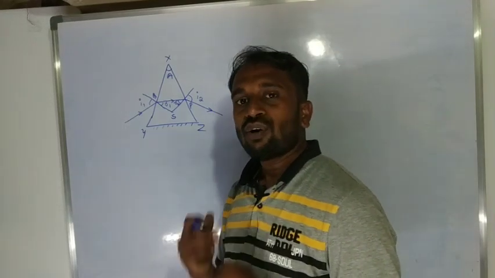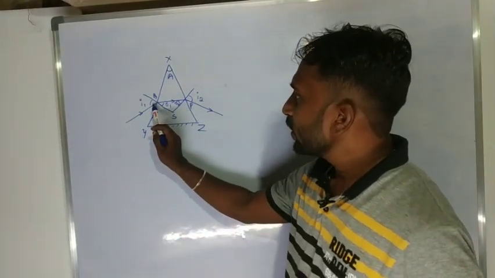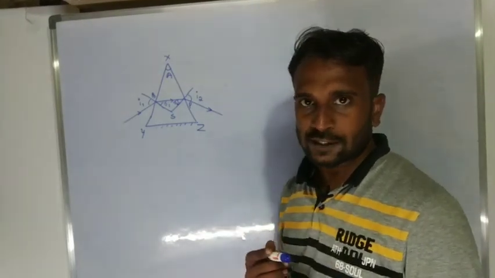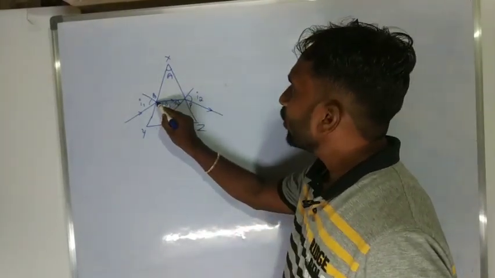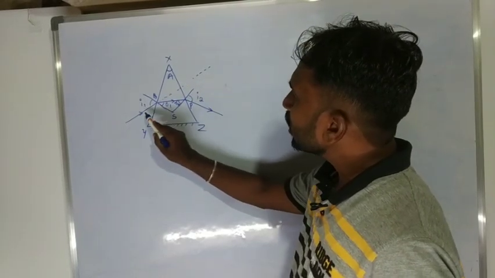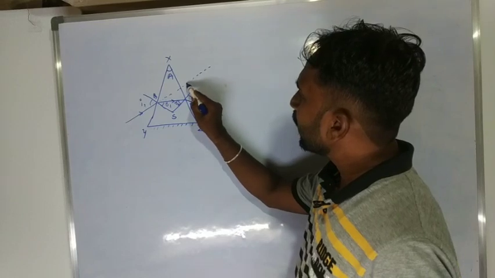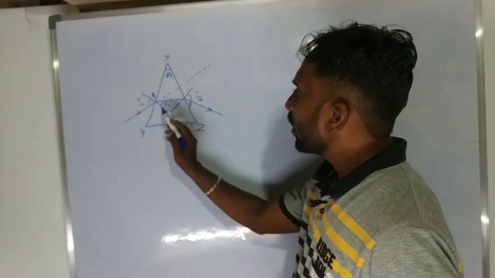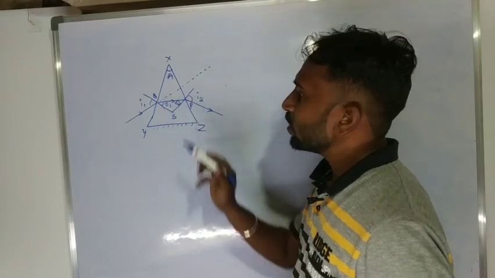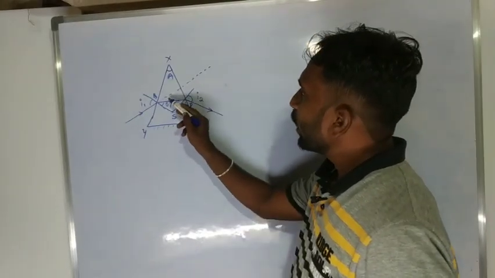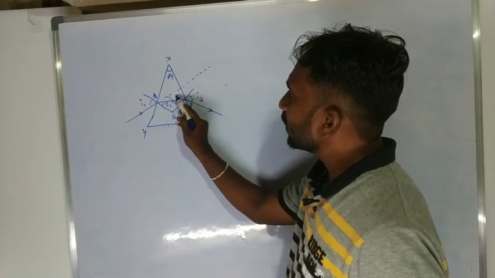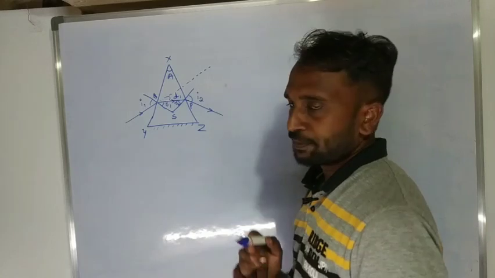Whenever the angle of incidence increases, the angle of deviation decreases. Here, the angle of deviation means, this one is the extended incident ray and this one is the refracted ray. The angle between the extended incident ray and the refracted ray, this angle we consider the angle of deviation.